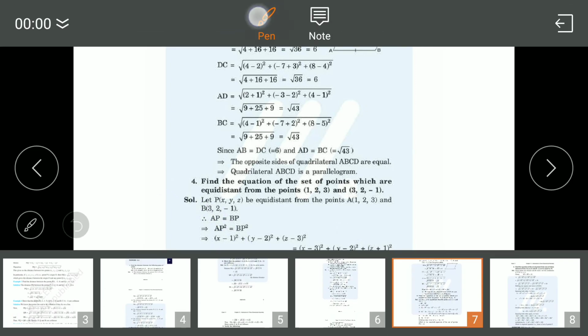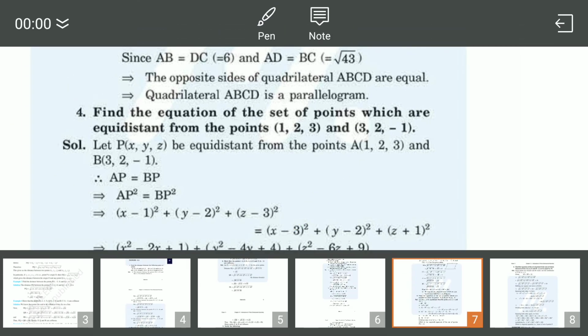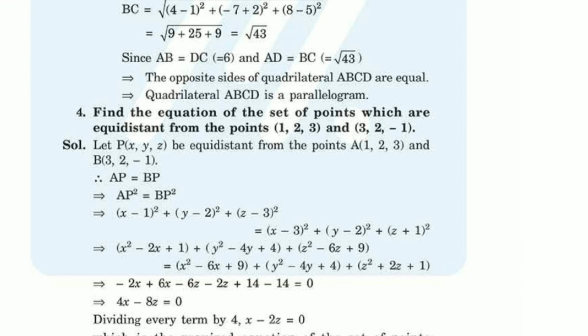Next, question number 4. Wait, I'll just try to enlarge question number 4. It says that you have to find the equation of the set of points which are equidistant from the 2 points given. Now, equidistant means what? They are at equal distance. So, as an introduction you have to take, let P be equidistant from the 2 points A and B. That means AP is equal to BP.